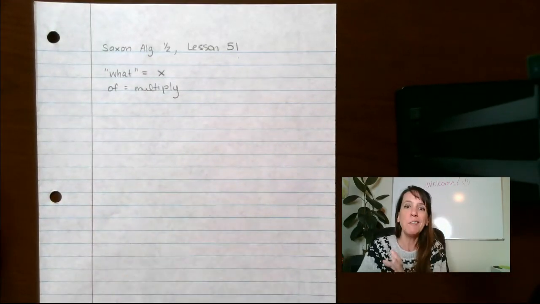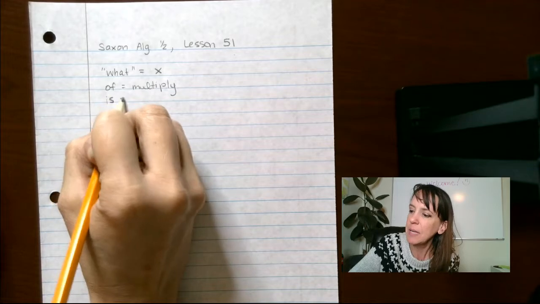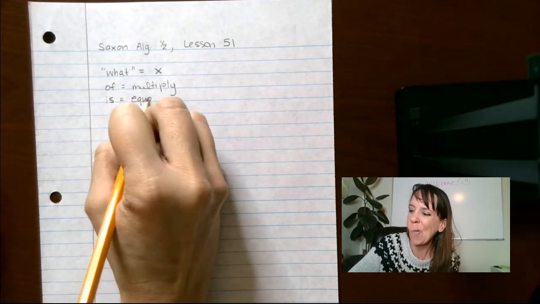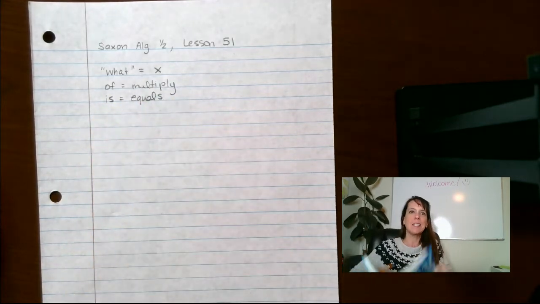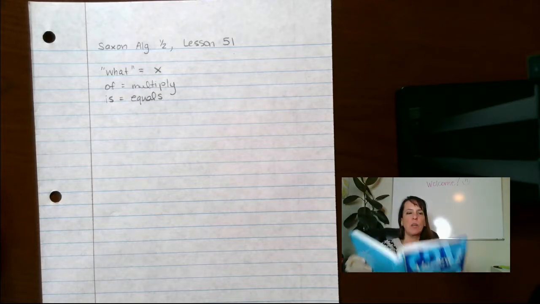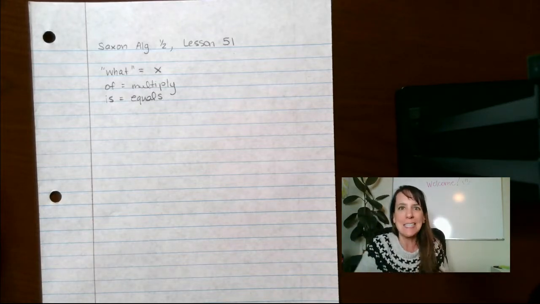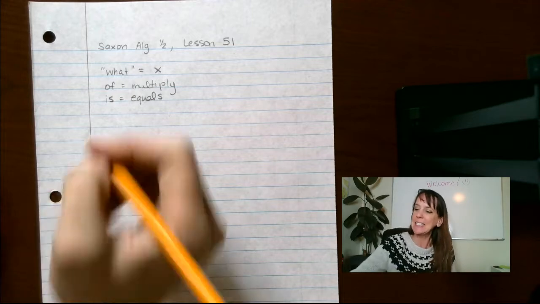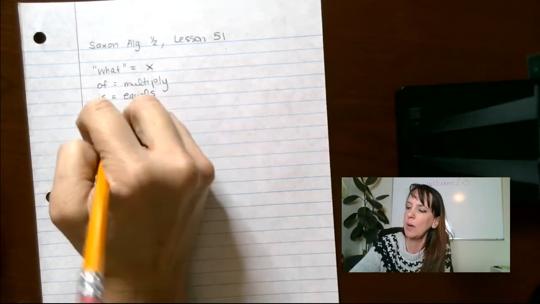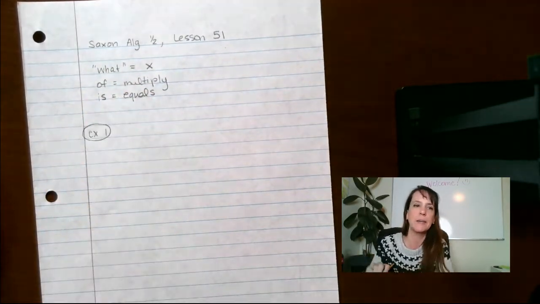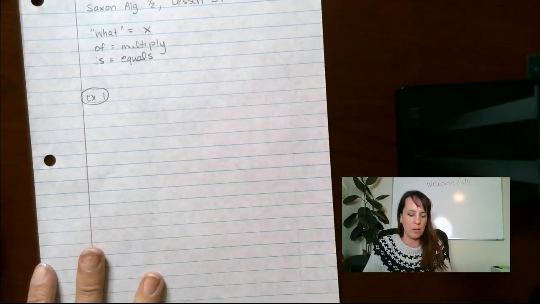Okay, the word of means multiply. The word is means equals. Why is this important? Because today, guys, we're on lesson 51. Like I said, in this book, we are on page 166. We're going to talk about some examples here. Example number 1, and I'm showing you how I want your notes to look, right? But be copying down what I'm working on.